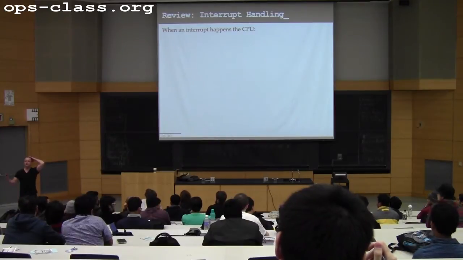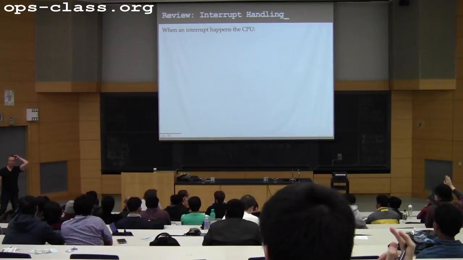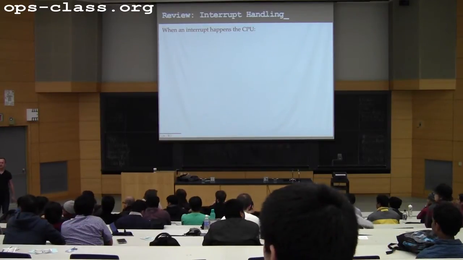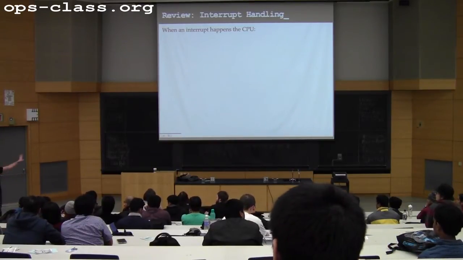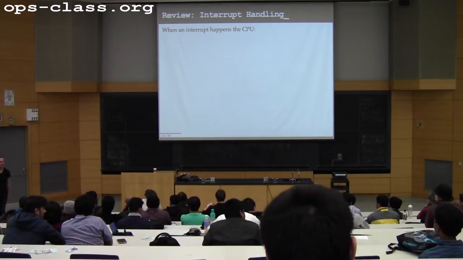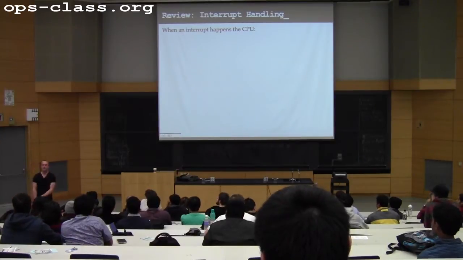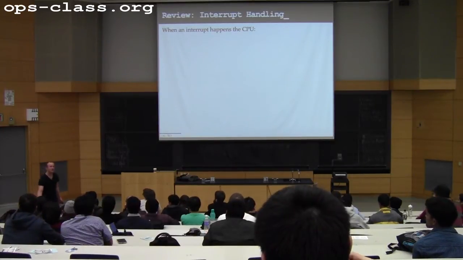So it enters privileged mode. That's one. What else? Yeah. Saves the process state, and we'll actually see exactly how that happens today at the end of the class. And finally, yeah. Yeah, jumps to a predetermined location. And technically, well, actually, that's not true.